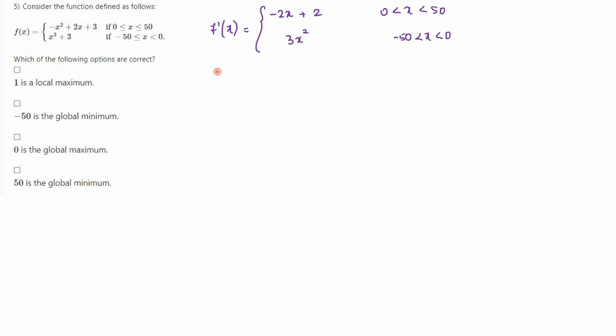Now substitute this f dash of x as 0 for all of this. So now for this equation, minus 2x plus 2 is equal to 0. This implies that 2x equal to 2, meaning x equal to 1. Does x equal to 1 belong in this interval? Yes. So this is a valid critical point. What about next one? That is 3x square is equal to 0, implies that x equal to 0. Does this x equal to 0 come under this interval? No.